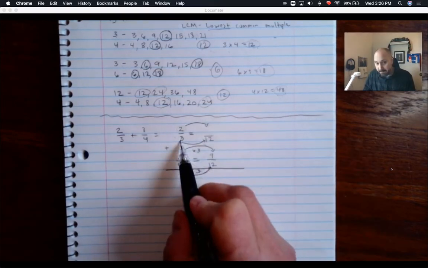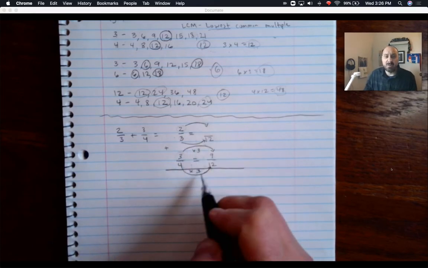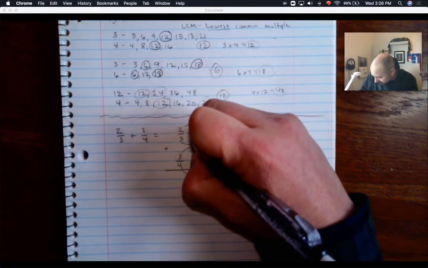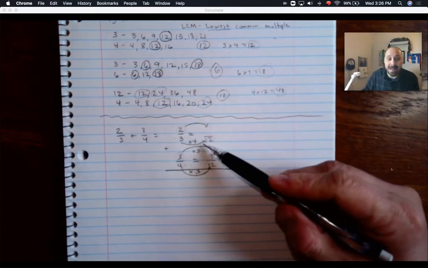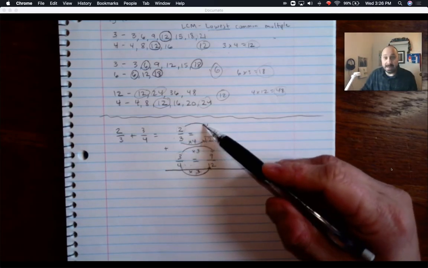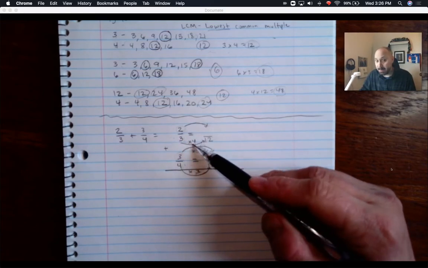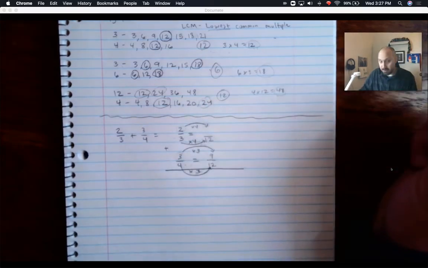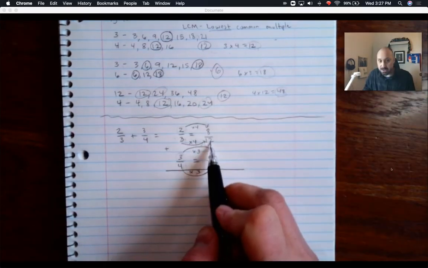All right, so how did we get from 3 to 12? What did we multiply 3 by to get to 12? We remember we just multiplied 3 times 4, right? So 3 times 4 is 12. And whatever you do to the bottom, you got to do to the top. If I multiply the 3 by 4 to get to 12, I got to multiply the 2 by 4. So 2 times 4 is 8. So 2/3 changed to 8/12.